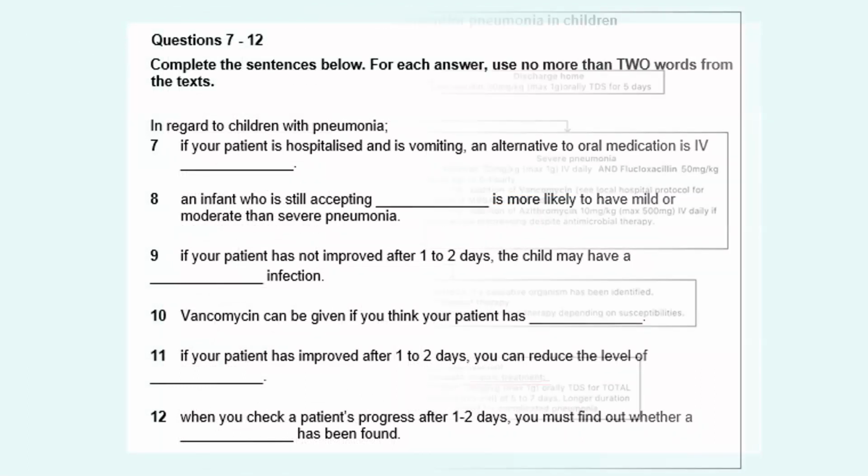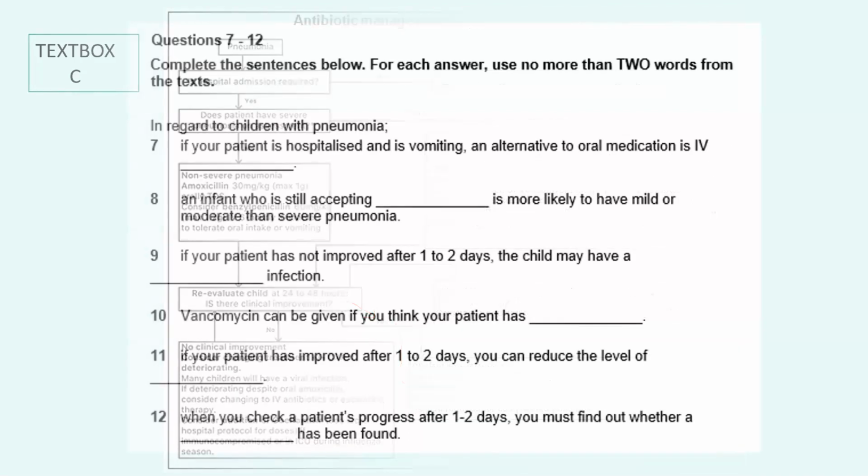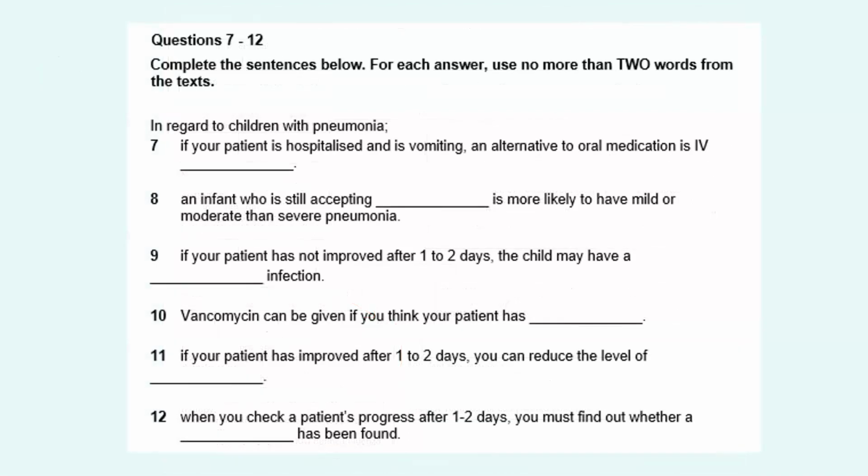Number 11. If your patient has improved after 1 to 2 days, what can you do? Go back to this flow chart. Re-evaluate the child 1 to 2 days. Yes, you de-escalate empiric treatment.